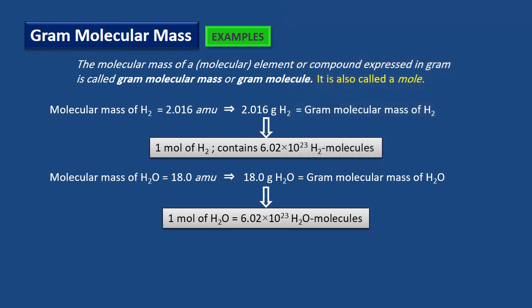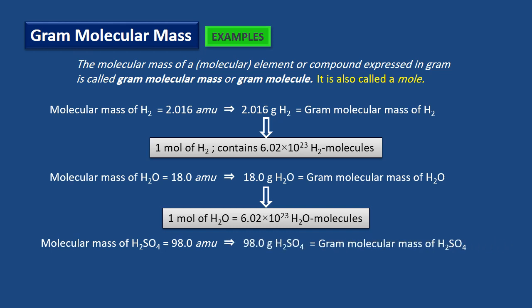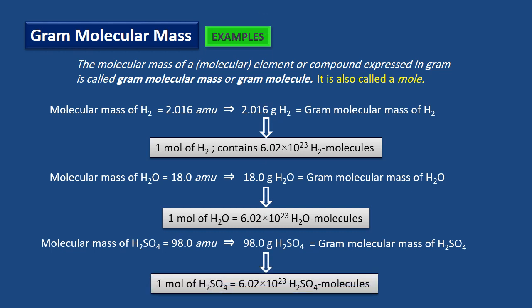One more example. Molecular mass of sulfuric acid is 98 AMU. Its gram molecular mass is 98 gram, which is equal to 1 mole of H2SO4 containing 6.02 into 10 raised to the power 23 molecules of sulfuric acid.